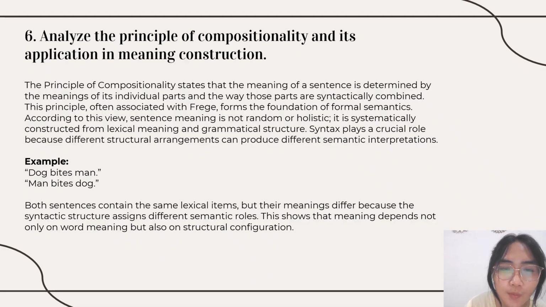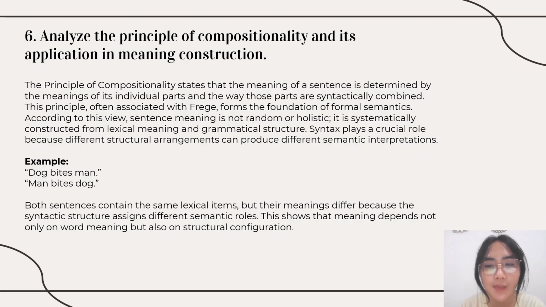According to this view, sentence meaning is not random or holistic; it is systematically constructed from lexical meaning and grammatical structure. Example: dog bites man and man bites dog. Both sentences contain the same lexical items, but their meanings differ because the syntactic structure assigns different semantic roles. This shows that meaning depends not only on word meaning, but also on structural configuration.